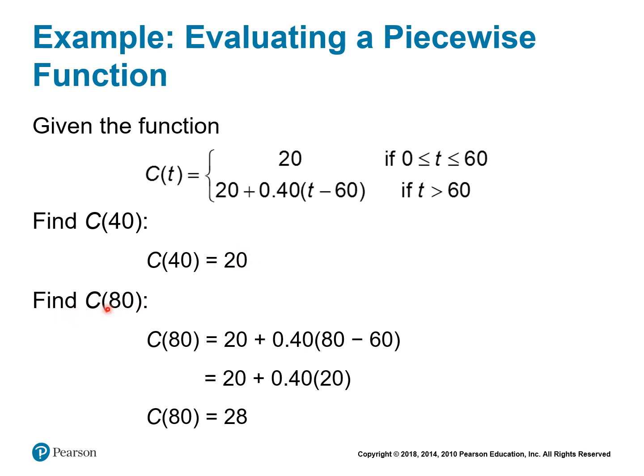Next, it says find C of 80. Again, we look at the value for t, which is 80, and see in which interval it fits. 80 is clearly a value greater than 60, so we pick the corresponding function here, 20 plus 0.4 times t minus 60. So that's what they do here. They use this equation to do the calculation, plug in 80 for t, and here we do the evaluation and we get a value 28. So C of 80 equals 28.